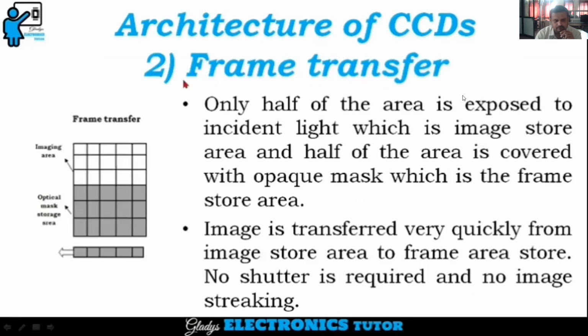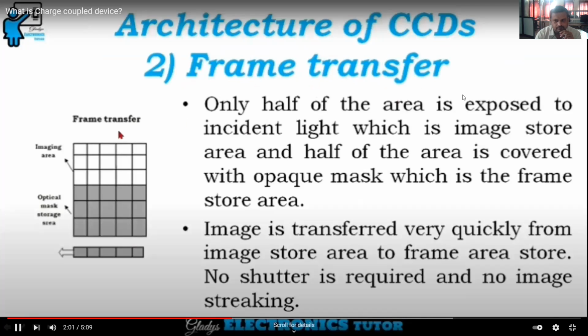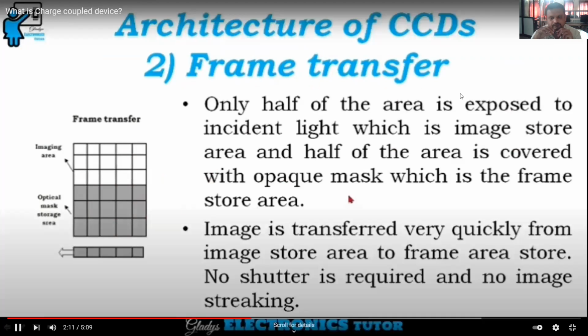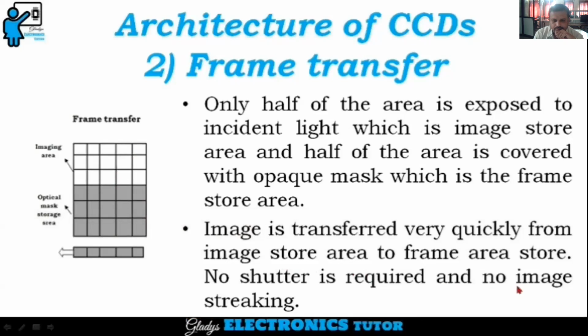The next type is frame transfer. Here only half of the area is exposed to the incident light, which is the image store area, and half of the area is covered with opaque glass, which is the frame store area. The image is transferred very quickly from the image store area to the frame store area, and no shutter is required and there is no image streaking.